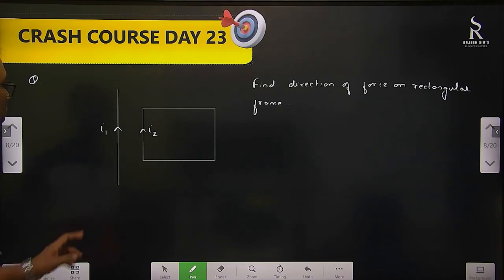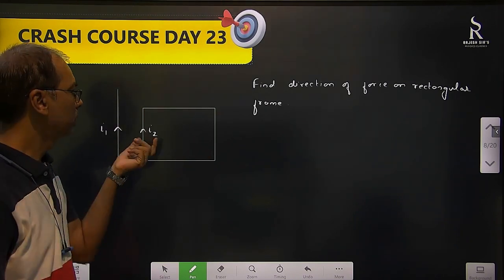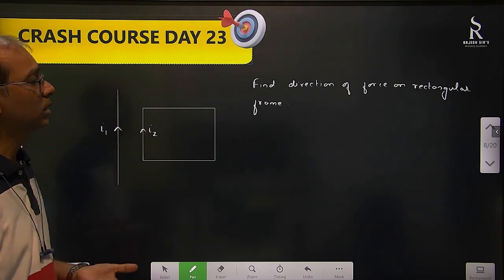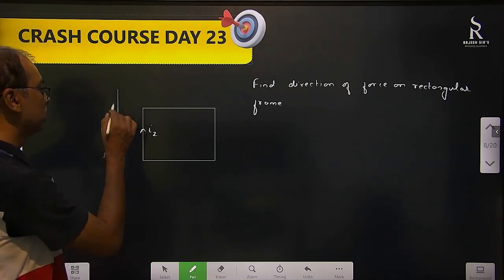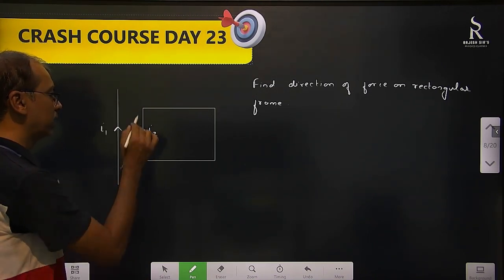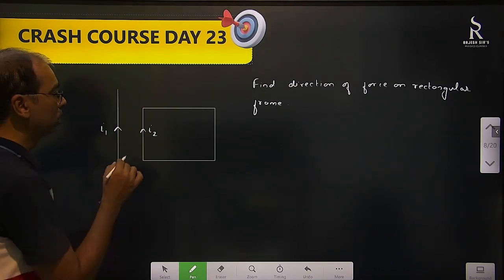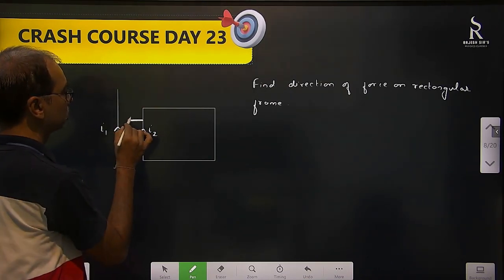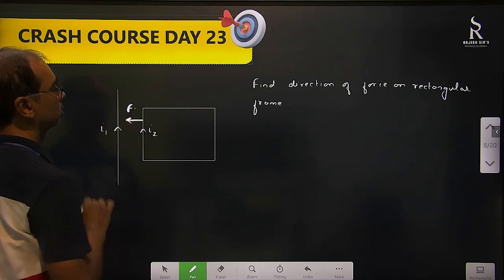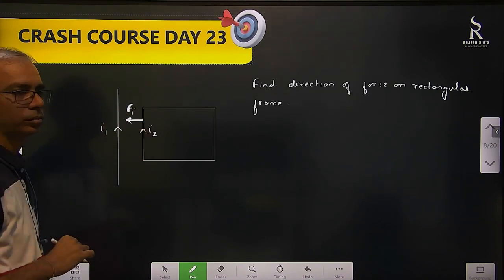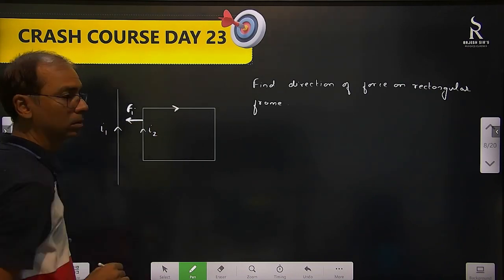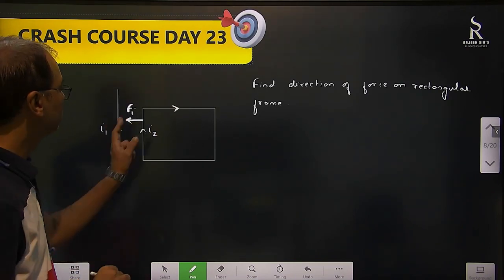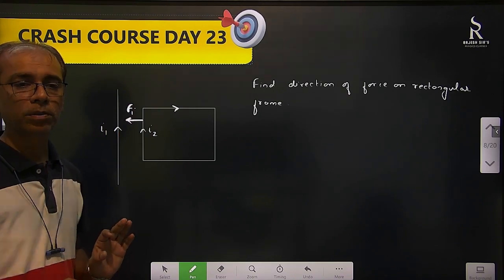Right. Let's see another one. So in this one, what is there? There is one wire which is carrying current I1 and there is one loop. In this one, the current carrying is I2. He is asking to find the direction of force on the rectangular frame. Now, the direction of current in this one and the direction of current in this one is the same, so on this one there will be an attractive force, F1 you say. Okay. Now, the same current is going to move in this direction. Now, what kind of force is there between this and this? Will there be force or not?